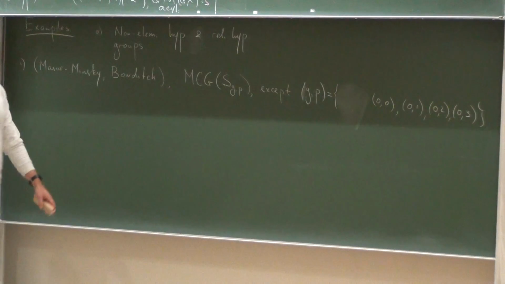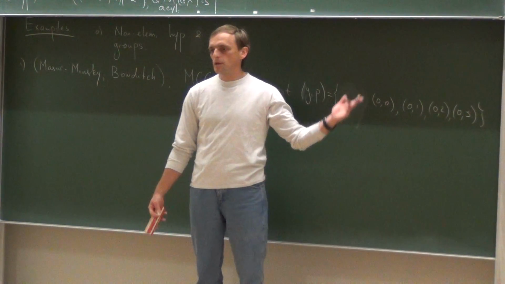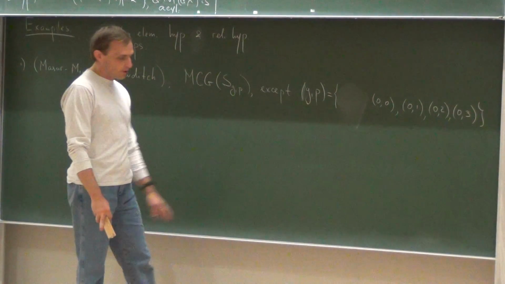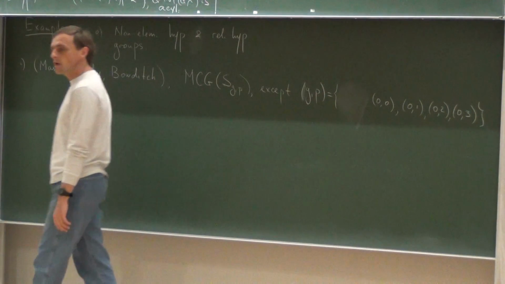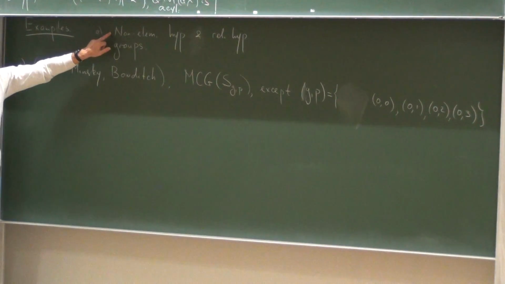0,0, 0,1, 0,2, 0,3. So in this case, the mapping class group is just finite, right? So it cannot be acylindrically hyperbolic. Then if your surface is a torus without punctures or with just one puncture, then the mapping class group is SL2Z, and then you are in this situation, right?